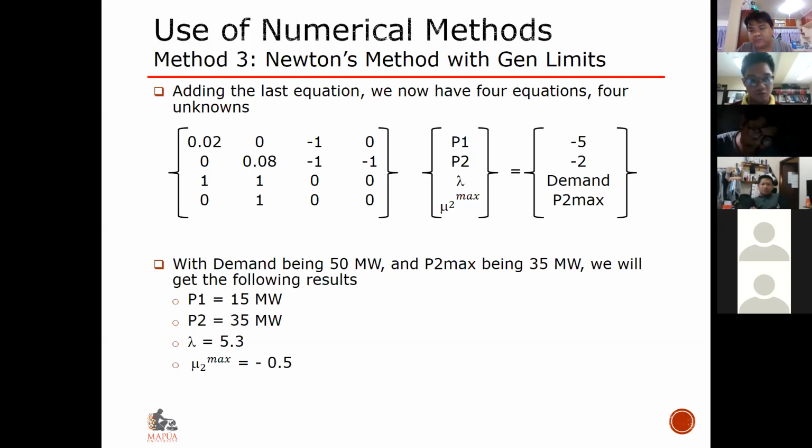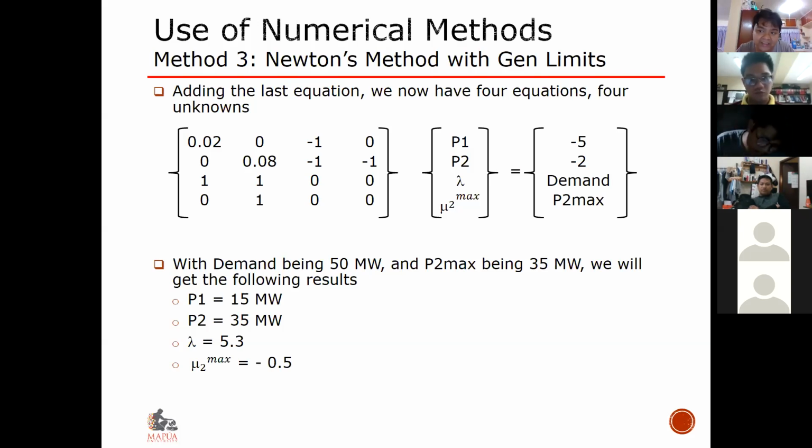However, ano ba yung mu2? Yung mu2, ano ba yung limit natin? 40 ang dapat na generator output sana. Kaso na-limit siya kasi ang output lang talaga niya or capacity niya is 35. Okay, anong ibig sabihin ng negative 0.5?